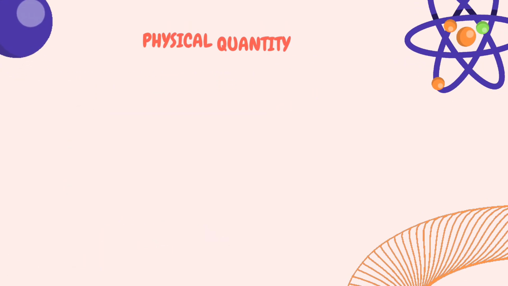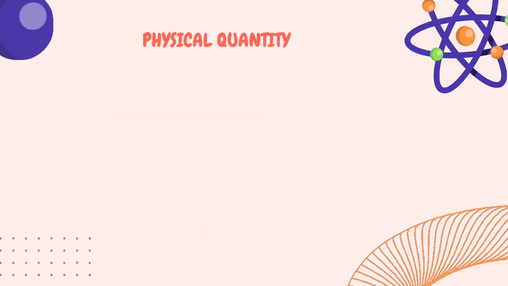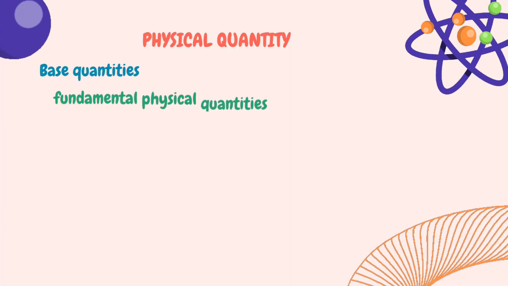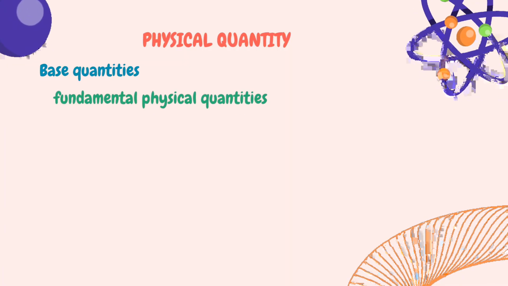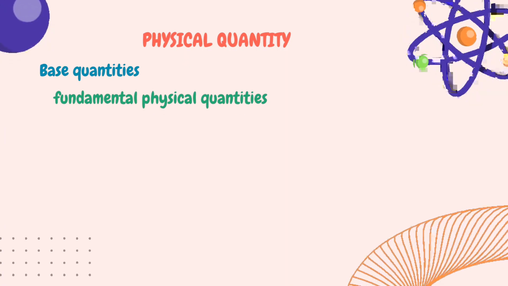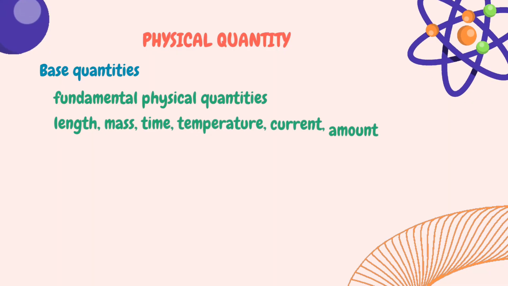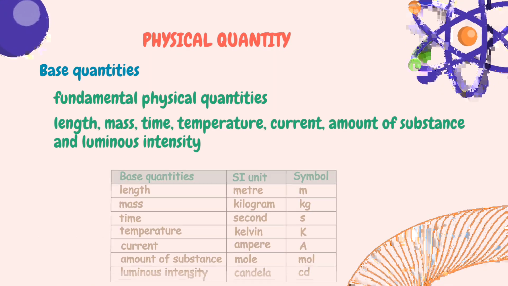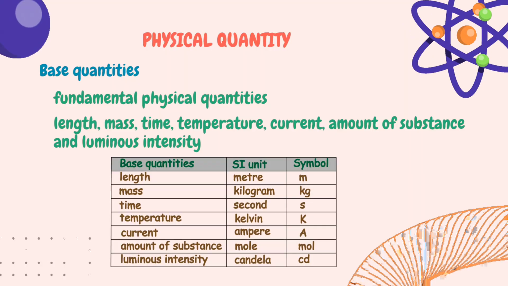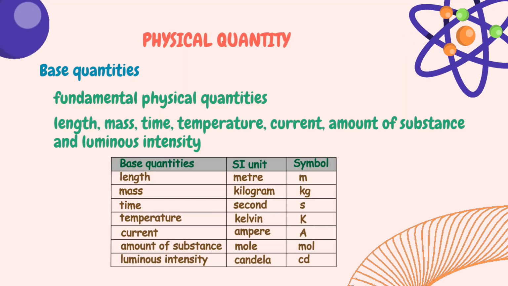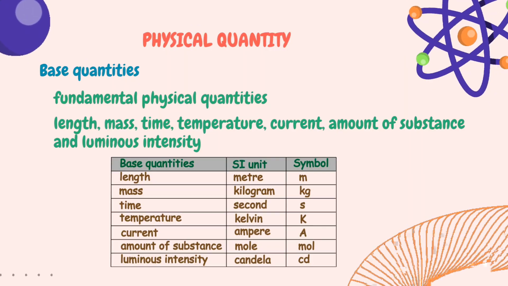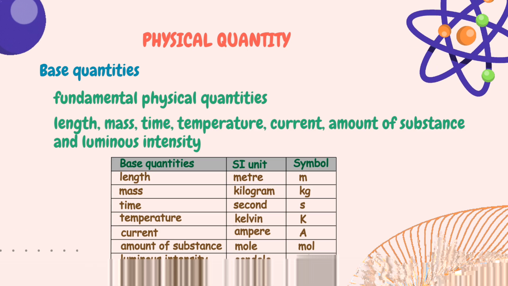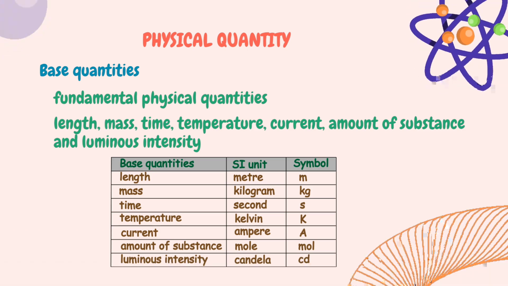There are 2 types of physical quantities, base quantities and derived quantities. Base quantities are fundamental physical quantities. These quantities contain only one unit. There are 7 base quantities, which are length, mass, time, temperature, current, amount of substance, and luminous intensity. This table depicts the 7 base quantities with their standard unit and symbol. By the way, the answer to the earlier question is temperature. The Kelvin unit is named after Lord Kelvin, a renowned scientist in thermodynamics.